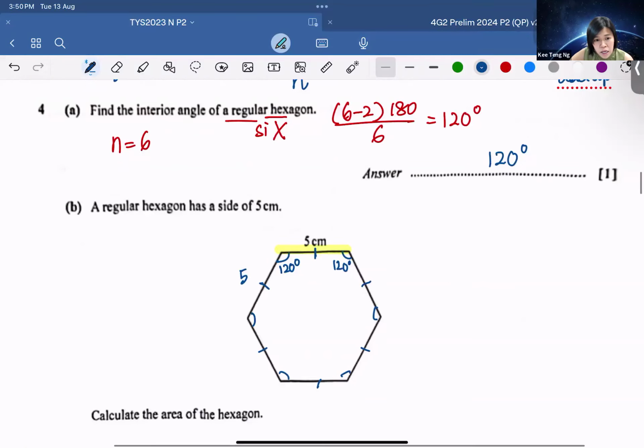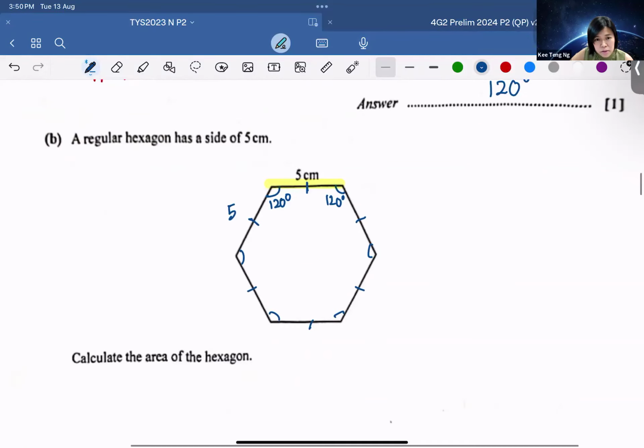The question asks me to calculate the area of the hexagon. Alamak, die. How to do? I have no formula to calculate the hexagon, right? But we need to think, am I able to cut it into some shapes that is easy for me to find?